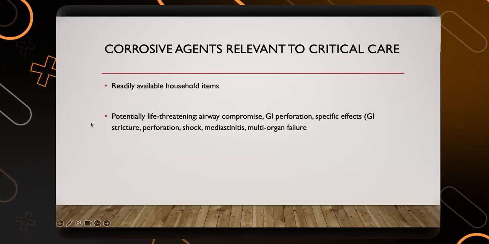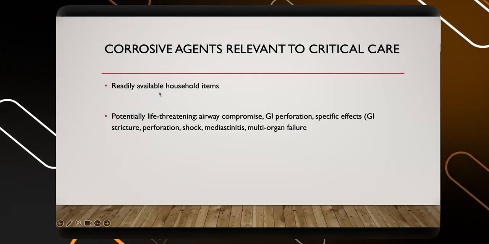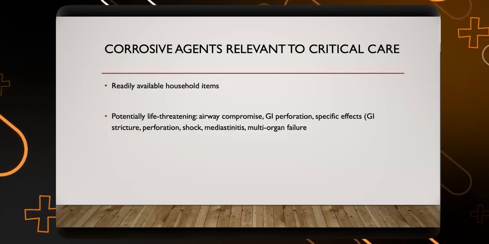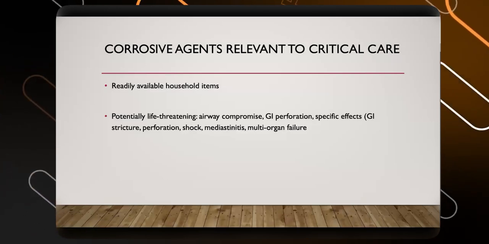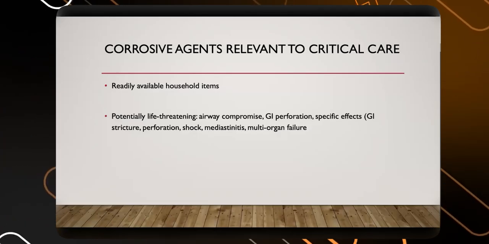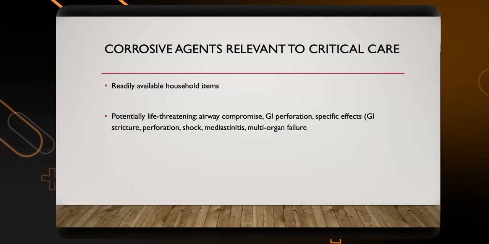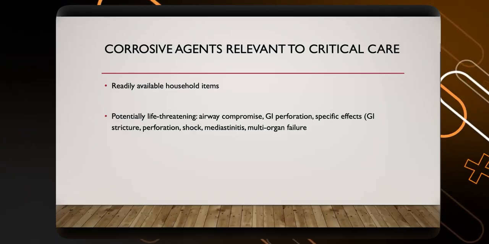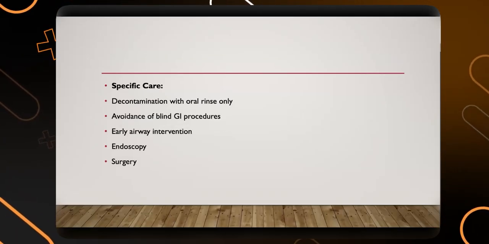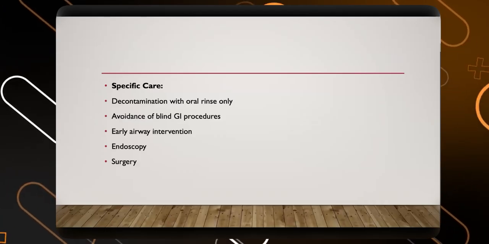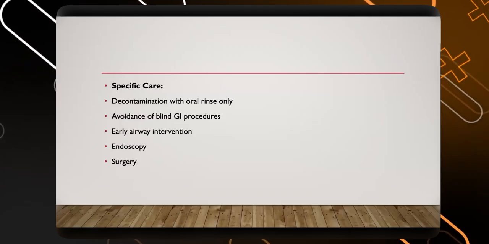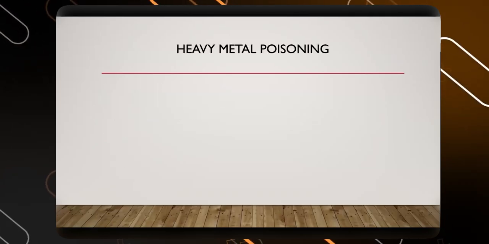Now, corrosive agents relevant to critical care are typically readily available household items, and they're potentially life-threatening because they lead to airway compromise and GI perforation. Specific effects include GI stricture, perforation, shock, mediastinitis, and multi-organ failure. Specific care: firstly, decontamination with oral rinse only, avoidance of blind GI procedures, early airway intervention, endoscopy, and surgery.